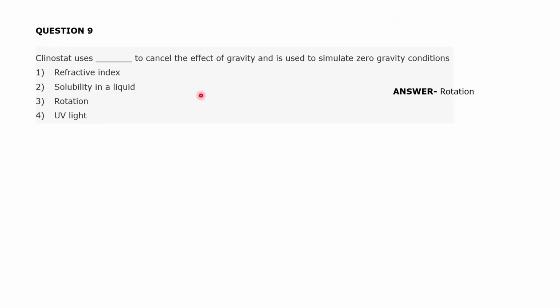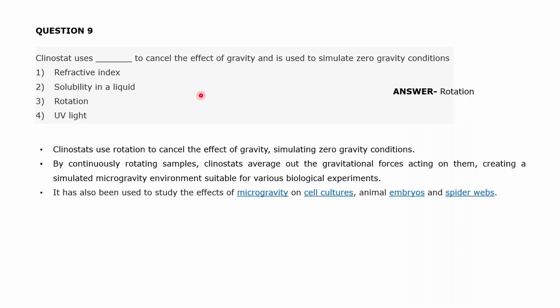It is a device that uses rotation, and it is not commonly used, to cancel the effects of gravity. It's kind of a propeller where at one end you keep the sample, and at the other end you can keep a sample or adjust the weight accordingly. In between it is connected to a motor. When the motor is switched on and the samples are placed, it rotates at a specific RPM, similar to a centrifuge.